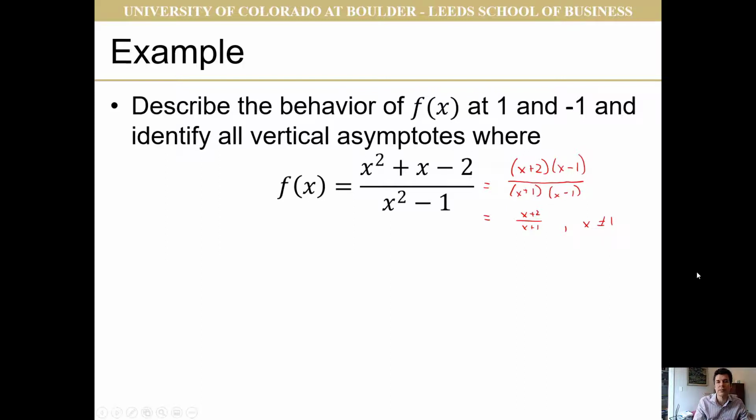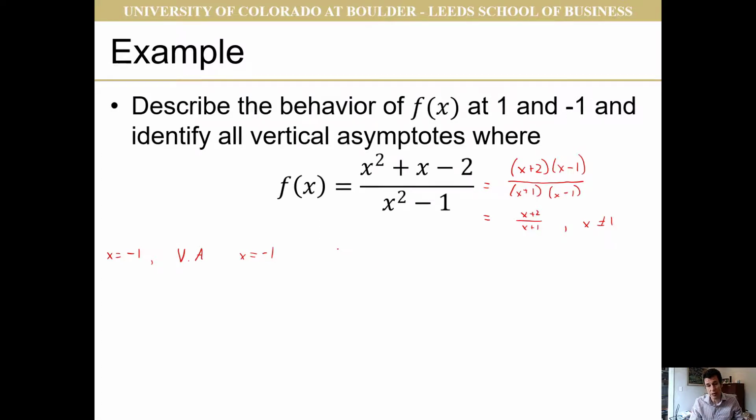Now we want to think about the behavior of our function as x approaches 1 and negative 1. Well, let's do negative 1 first. So x equals negative 1. What do we see here? Well, we have negative 1 plus 2, or just 1 in the numerator and 0 in the denominator. That is going to be a vertical asymptote. So we know we have a vertical asymptote at x equals negative 1.